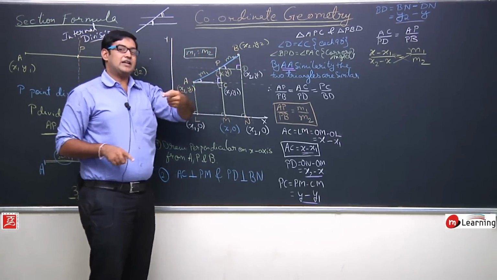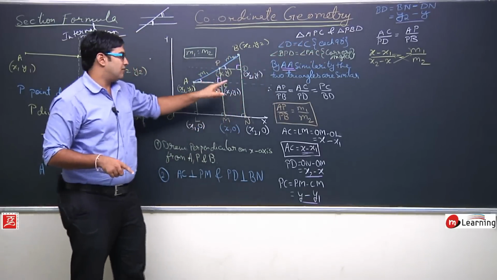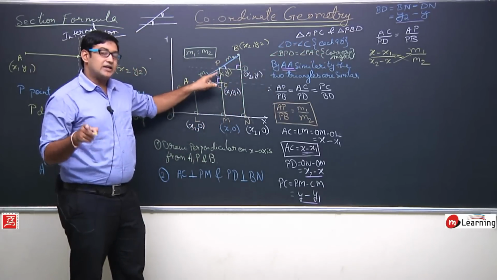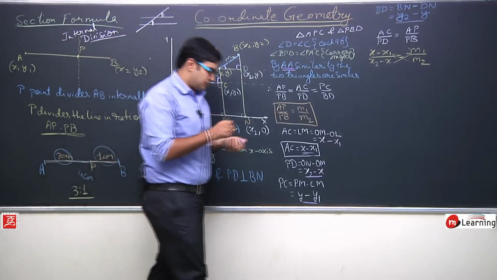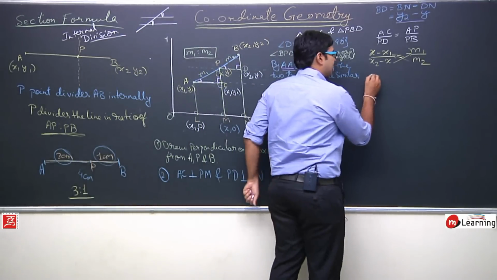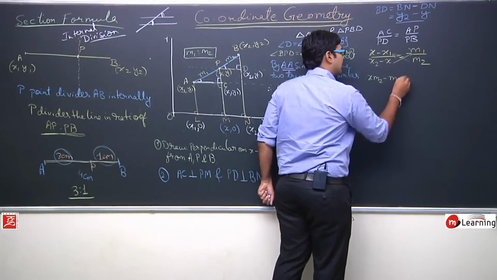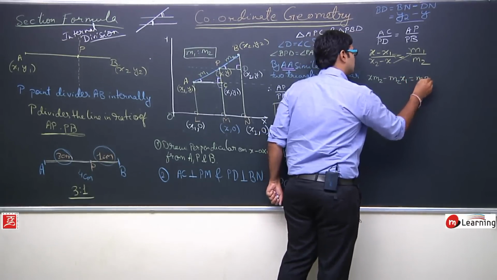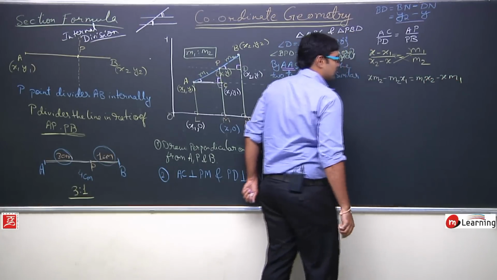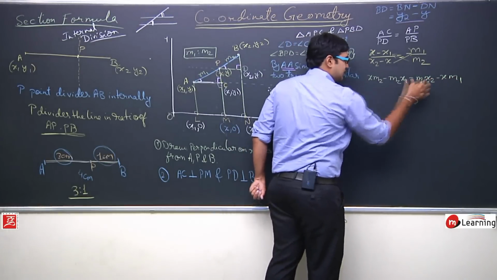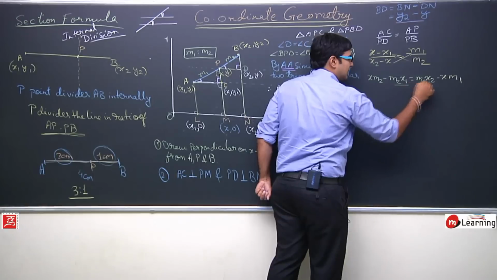Okay, I am repeating it again. What we need to deduce from this relation? We need to deduce the value of this x in terms of m1, m2 and x1, x2. Okay. So let us cross multiply. It will give you x m2 minus m2 x1 is equals to m1 x2 minus x m1. Okay.